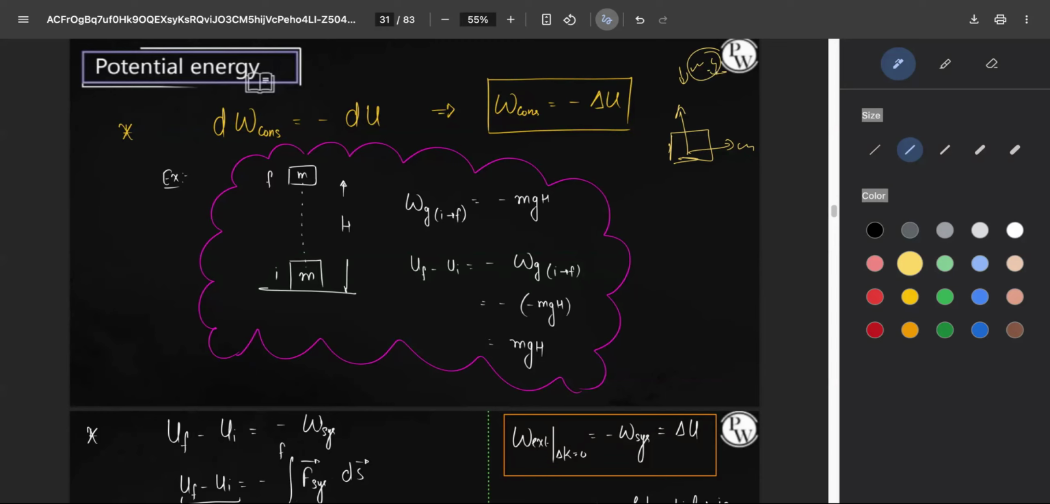Yes, this is a conservative force. The conservative force has done some negative work. Only in that case are you going to get a positive change in potential energy. A positive change in potential energy means you have increased your potential energy. How do you increase your potential energy? When some work is done against the conservative force. Clear?